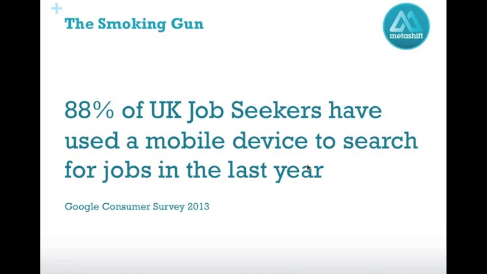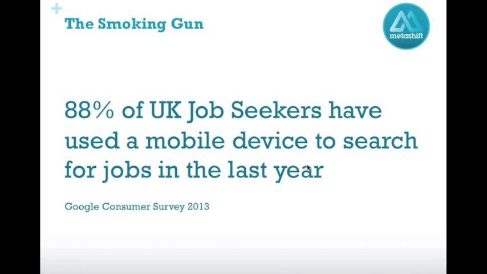This stat on the screen now, to me, is the smoking gun of mobile recruiting. It only came to light a couple of days ago. Google were presenting at the same OnRec conference that I was, and they came up with this stat. I'm used to seeing big numbers around mobile recruiting, but this one just really blew me away. 88% of UK job seekers have used a mobile device in their job search in the last year. 88%. That to me is incredible.